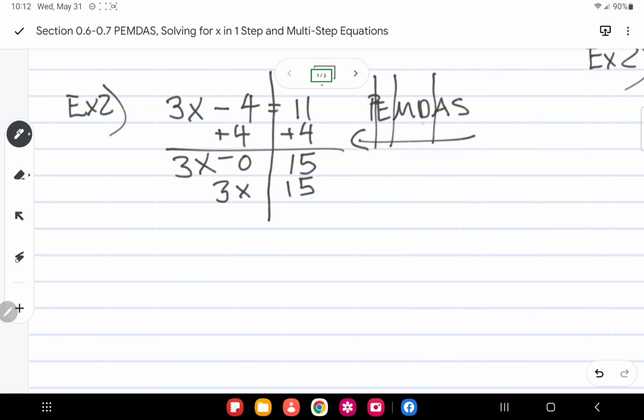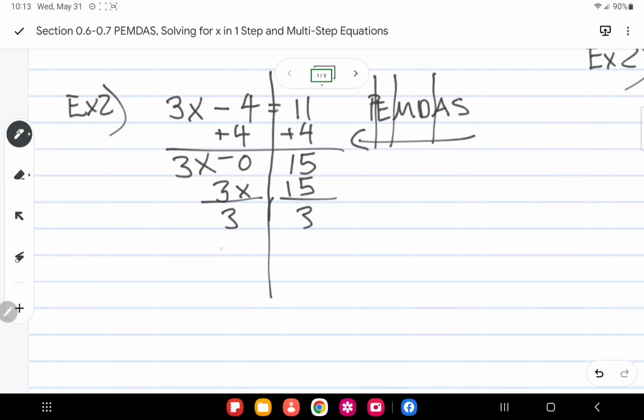Now, is there division? There's no fraction or any sort of symbol for division. There is multiplication, however, which is next in the list. 3 next to the x, that's 3 times x. So what's the opposite of multiplication? That would be division. So remember, we use the same number, 3, whatever's next to the x. The x is being multiplied by 3, so we're dividing it by 3.